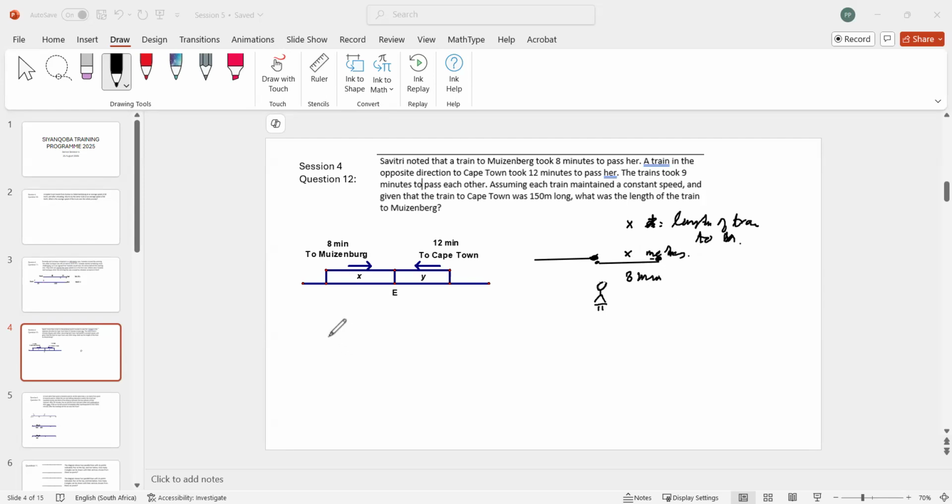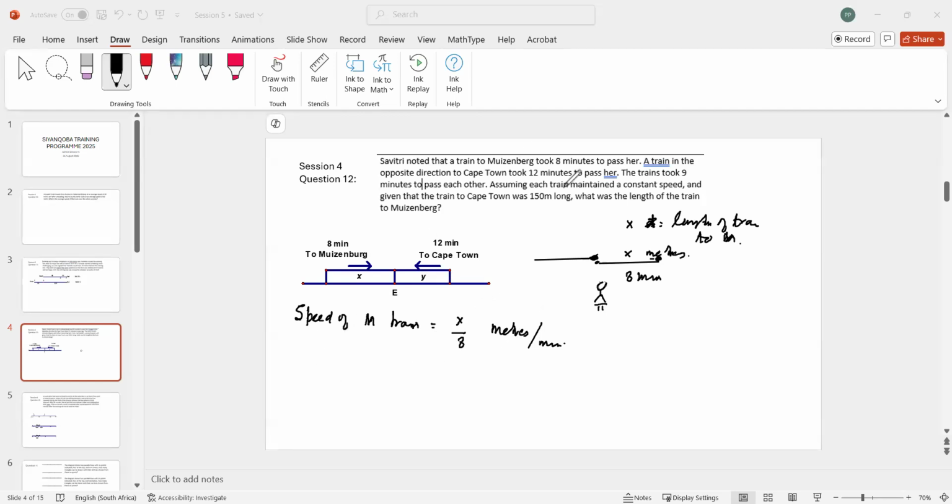All right, so therefore the speed of the Musenberg train, we'll call it the M train, is distance over time. And the distance is x over 8, and this is in meters per minute, because it takes 8 minutes to pass here. That's the speed of the Muizenberg train.